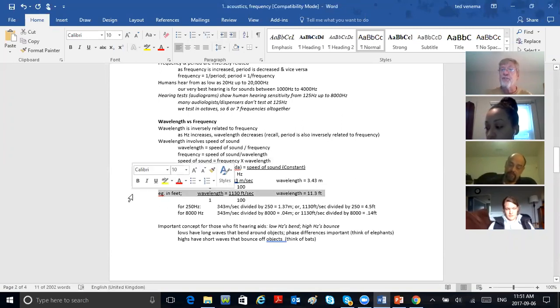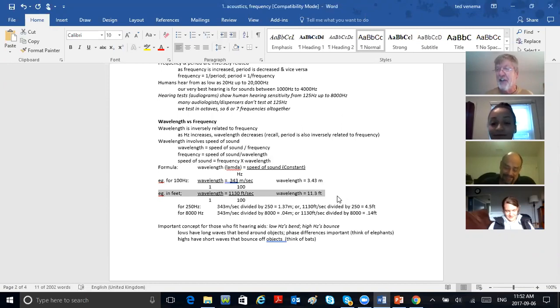You can do the same thing in feet. Let's calculate it in terms of feet, not in meters. Wavelength is equal to 1,130 feet per second divided by 100, and what do you get? 11.3 feet. There you go. Same thing, just different language. One's Polish, one's German. They're saying the same thing, just in different languages. One's metric and one's imperial, or England and the United States. You guys, England and the USA are the only countries in the world that don't use metric.